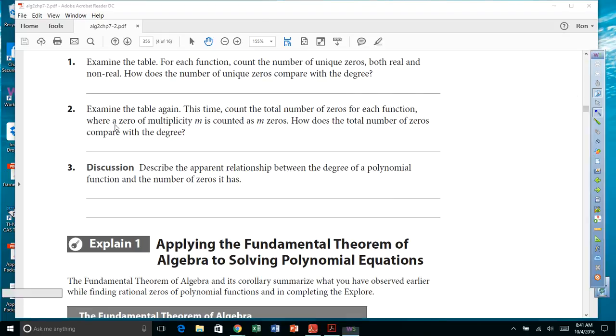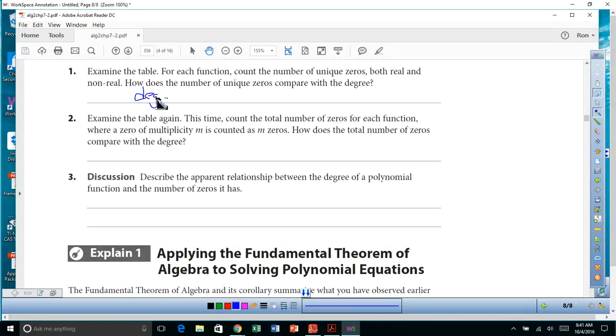Well, they equal each other, right? The degree equals the number of zeros. Examine the table again. This time, count the number of zeros for each function, where a zero of multiplicity m is counted as m zeros. How does the total number of zeros compare with the degree? Perfectly. You have an n degree, and that is the number of zeros.